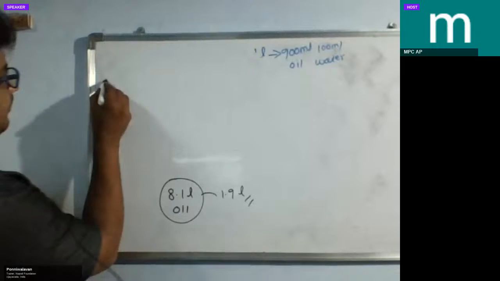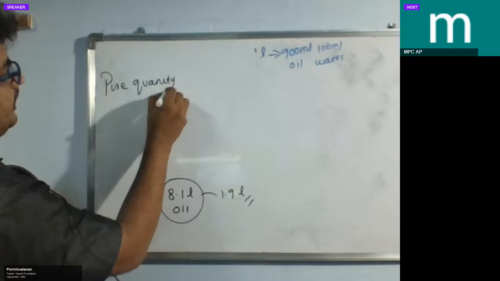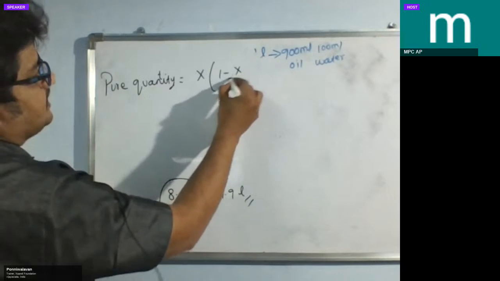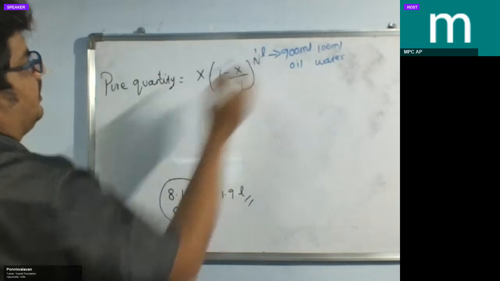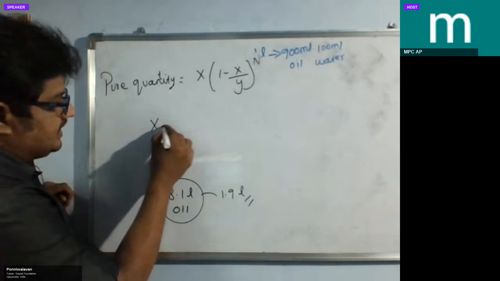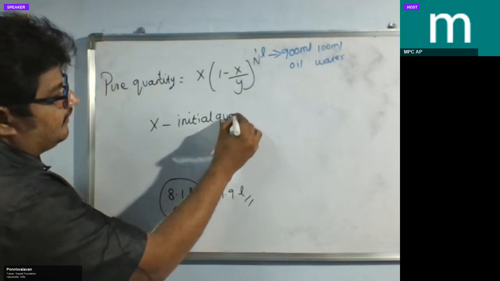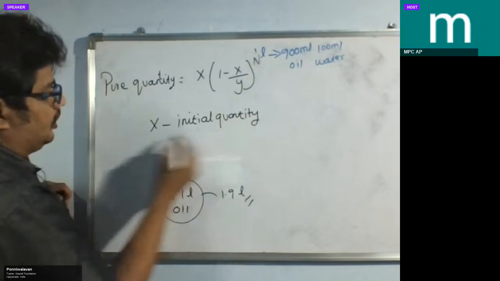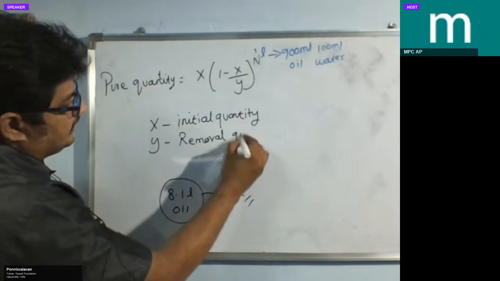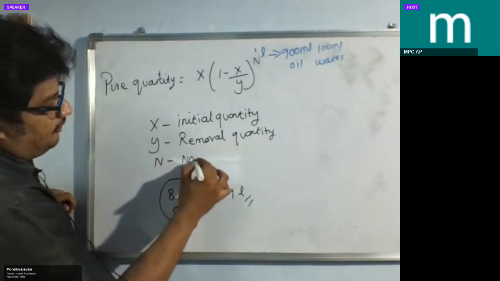This is the formula. Pure quantity is x into (1 minus x by y) whole power n. X is the initial quantity. Y is the removal quantity. N is the number of times.